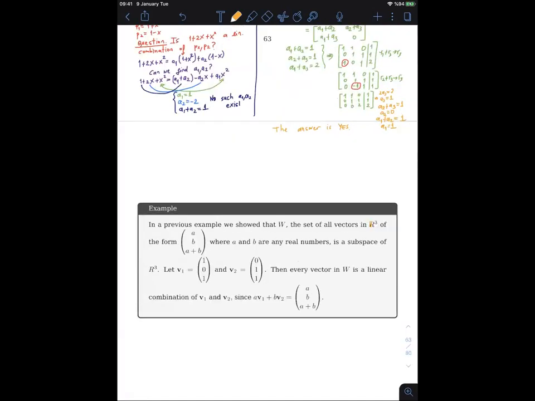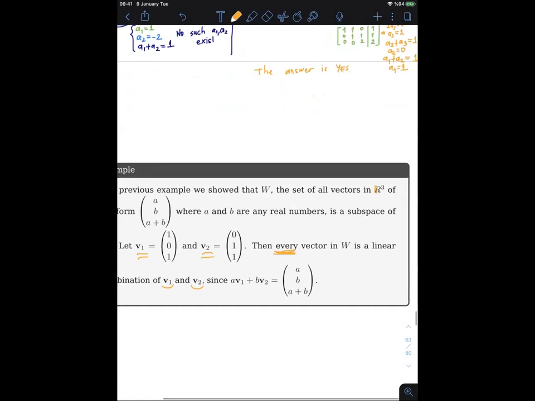Okay, so the question is now this. Let's call V1 this vector and V2 this vector. Then what we can see is every vector in W is a linear combination of these 2 vectors. Why? Because any vector is of this form, and I can obtain this form by multiplying the V1 vector by A and the V2 vector by B and then adding it.